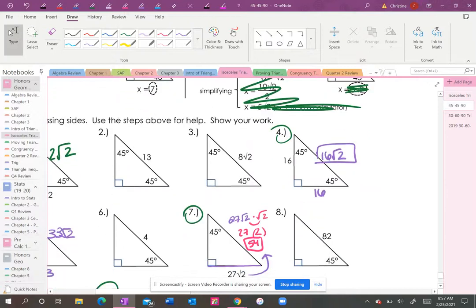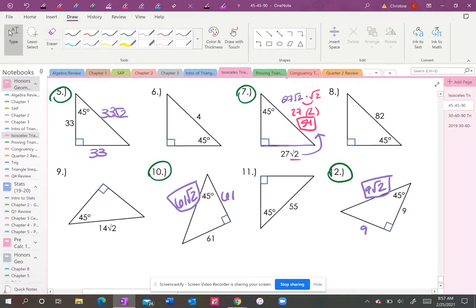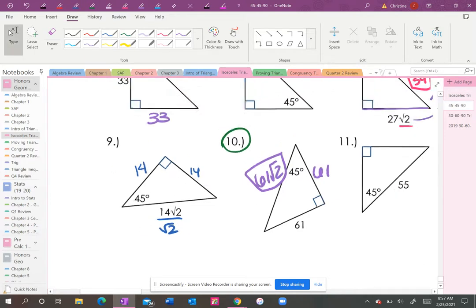So for example, number 3, you're dividing 8 root 2 by root 2 and getting 8 and 8. Number 9, here's your hypotenuse. You're dividing it by root 2 and getting 14 and 14. So again, that's like your easiest case scenario.